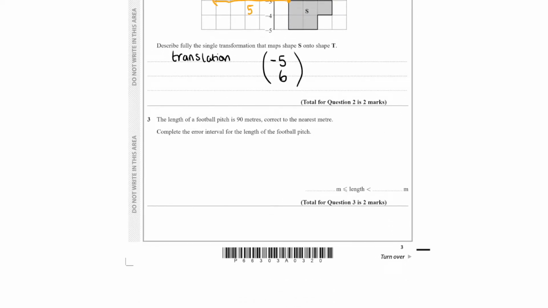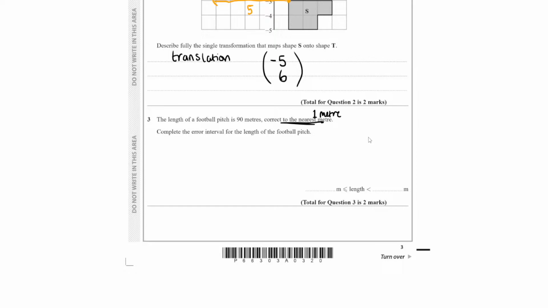Question 3, we've got the length of a football pitch is 90 meters, correct to the nearest meter. Complete the error interval for the length of the football pitch. So error interval is effectively the same as upper and lower bounds when it's rounded. So they've rounded it to the nearest meter, haven't they? So that could have been rounded up, it could have been rounded down. So we just want whatever they've rounded it to, which is 1 meter, nearest meter is 1 meter, isn't it?